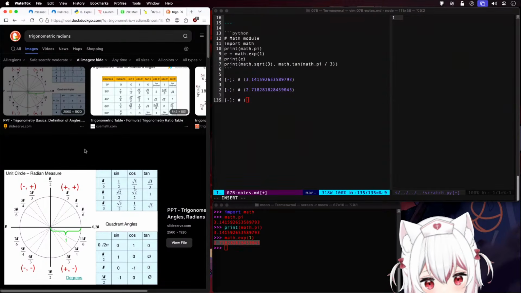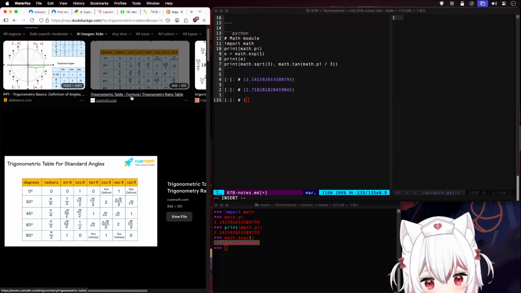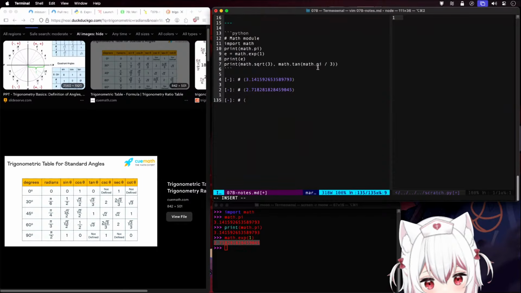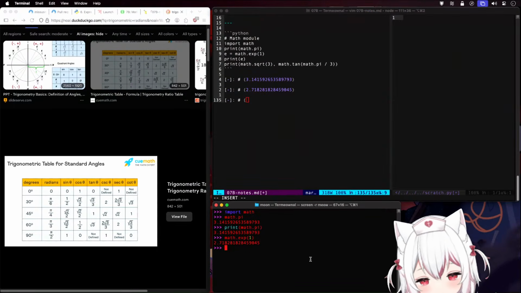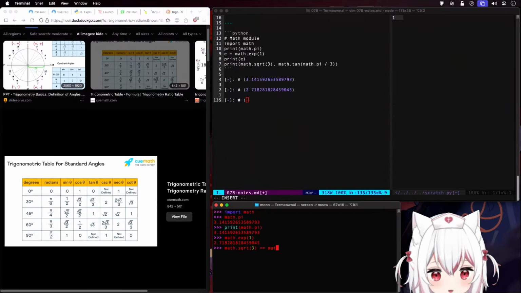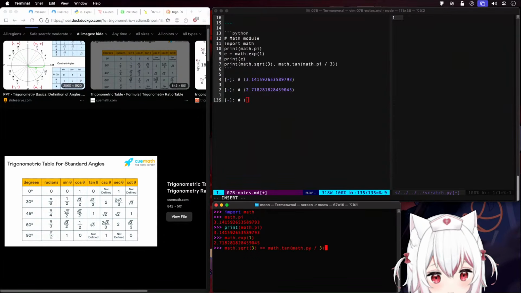God, I'm so clueless. I forgot how this works. Pi over 3 is 60 degrees. So the tangent of pi over 3 is the square root of 3. So math square root 3 and math. I actually wonder if it's equal. Let's find out. It might not be.